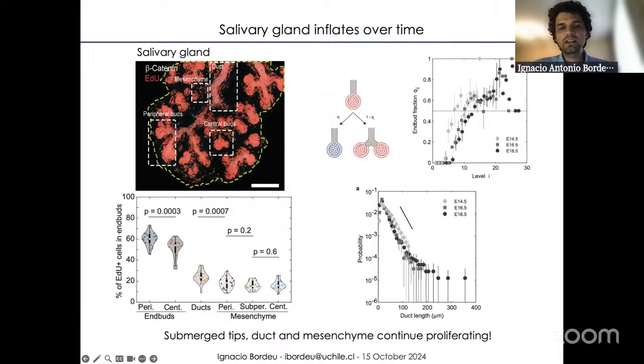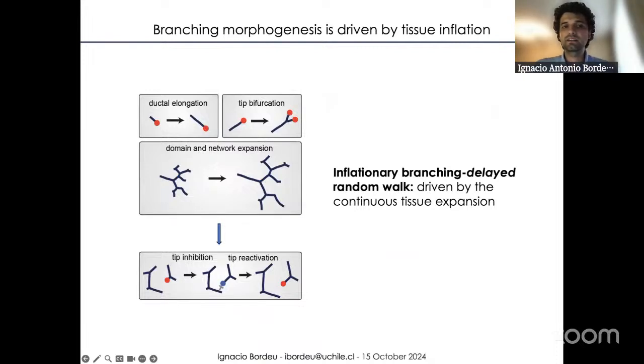And at the same time, we saw that every quantification that we did over time, so at 14.5, 16, and 18.5, they all changed with time, not like in the mammary gland, where measurements tended to be stationary at different developmental points. In particular, the distribution of duct length that I showed earlier, which was exponential, here acquired a long tail with time, consistent with the idea that older ducts have more time to elongate because they have been submerged in this inflating tissue for longer. So this was striking, and we had to somehow incorporate these ideas into our model. That was still this idea of branching and elongation, but now we had tissue inflation. So we had this expansion of the tissue.